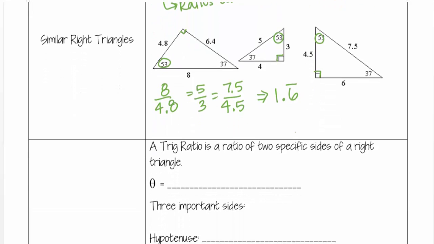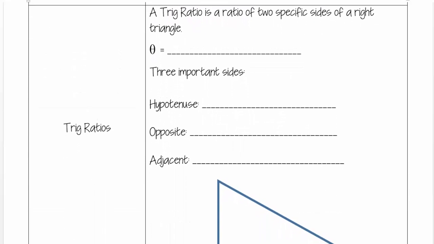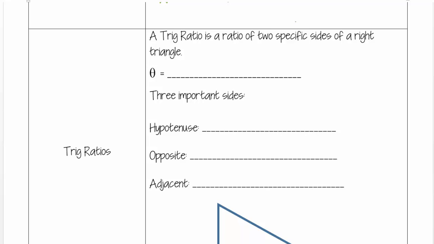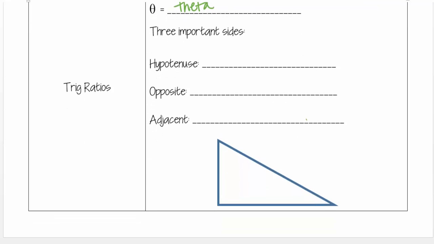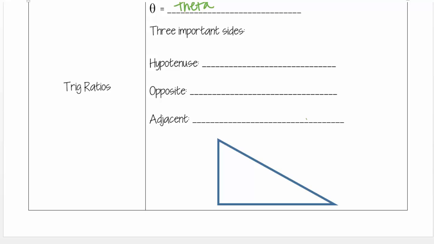So how does that help us? A trig ratio is a ratio of two specific sides of a right triangle. We're going to use this symbol a lot. The symbol is called theta. The three important sides that we're going to talk about are the hypotenuse, the opposite, and the adjacent. So in a right triangle, your hypotenuse, remember, is always across from the right angle.